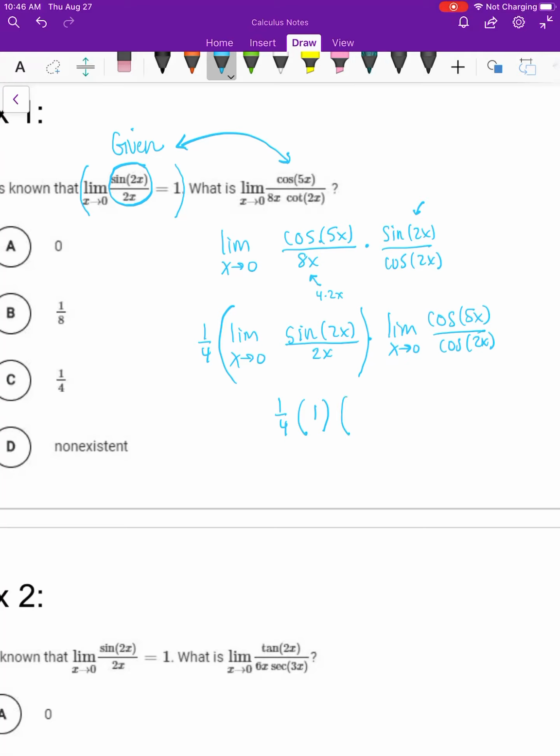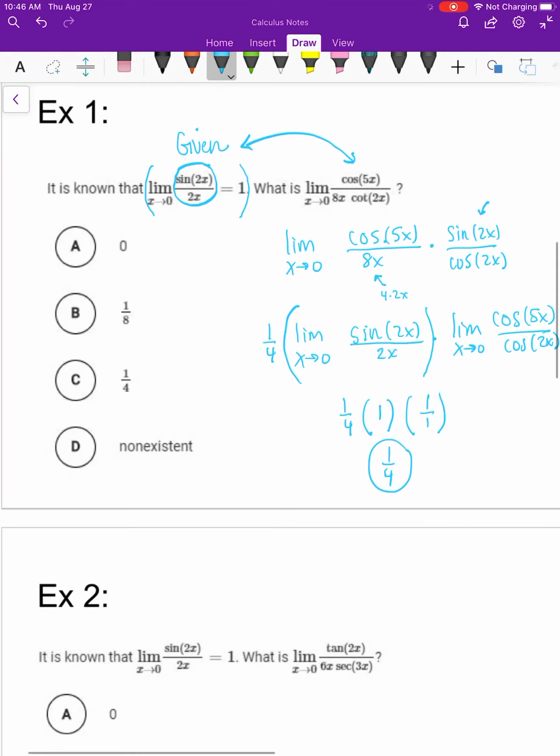And then I'm going to use direct substitution here. If I put 0 in, the cosine of 0 is 1. If I put 0 into this one, the cosine of 0 is 1. So that becomes 1 over 1. So then when you multiply all those out, you get your answer of 1/4.